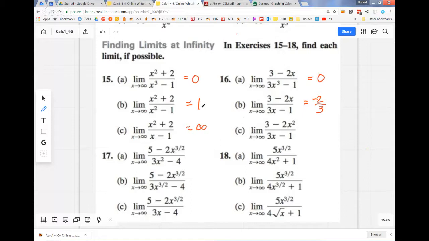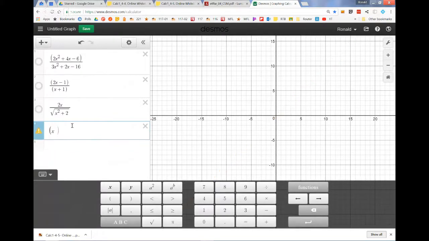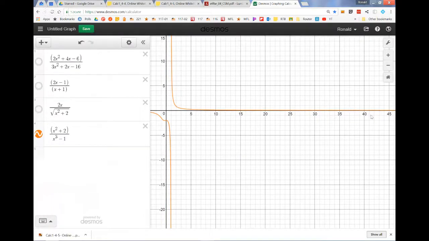Okay. So take a look at a graph of 15a. X squared plus 2 over x cubed minus 1. So as x approaches infinity, what's going to happen? You see how it's heading to 0. Looking way out here to the right, you can see it's not there yet, but it's heading there. It's 0.033 here. You go out here, it's 0.025. It's heading for 0. So when the denominator wins in a limit where x is approaching infinity, you're heading for 0.